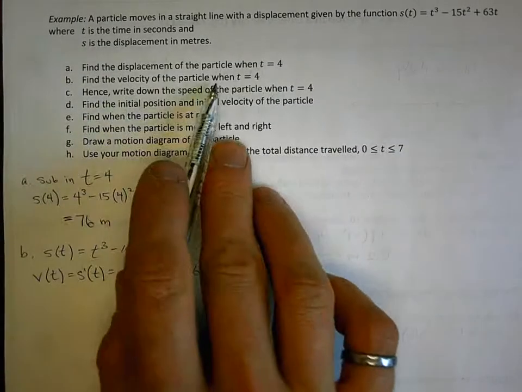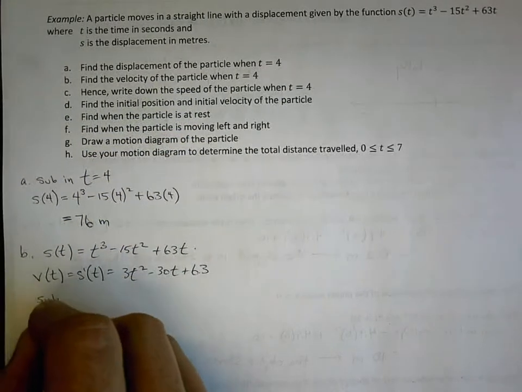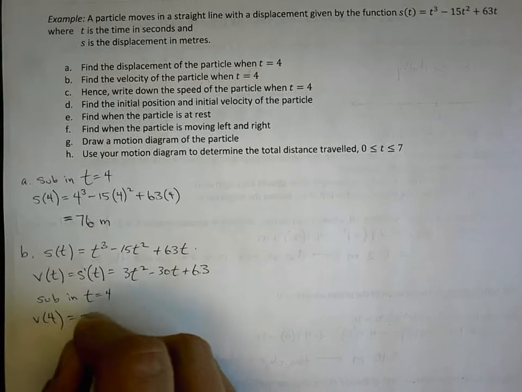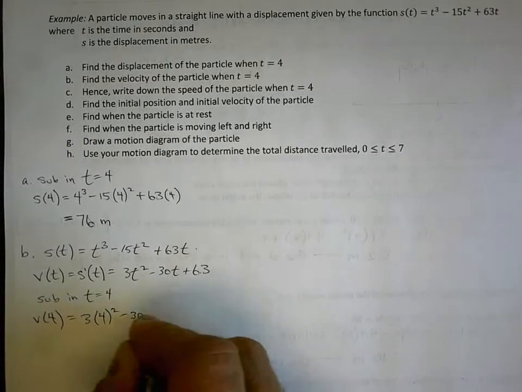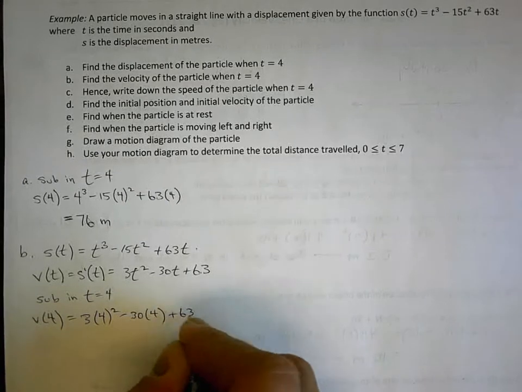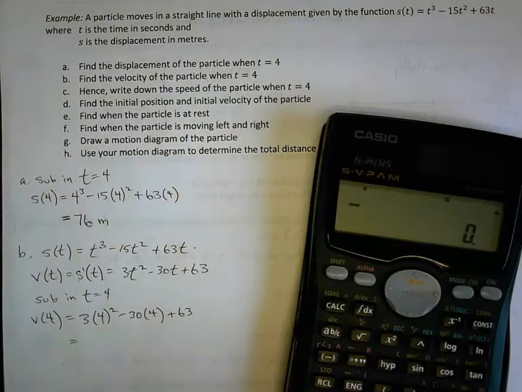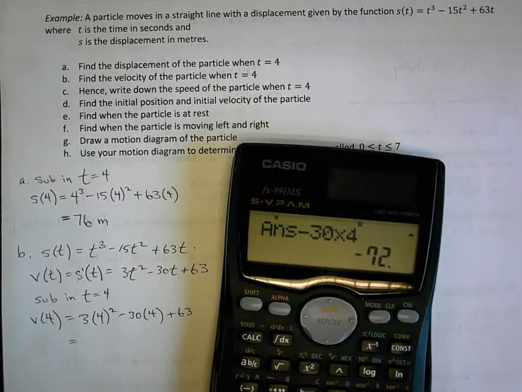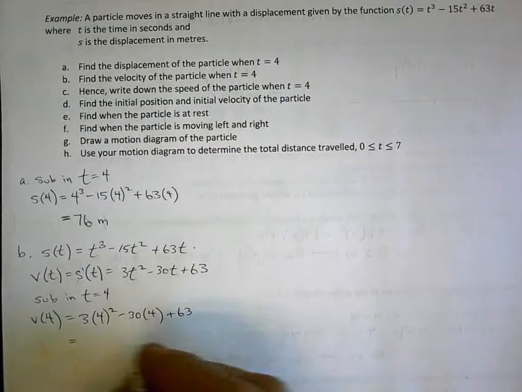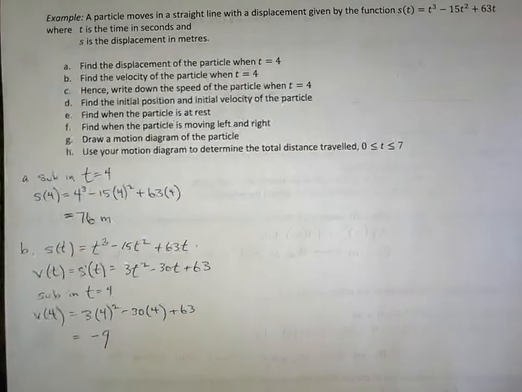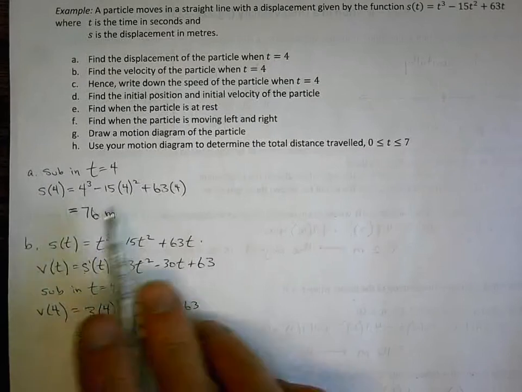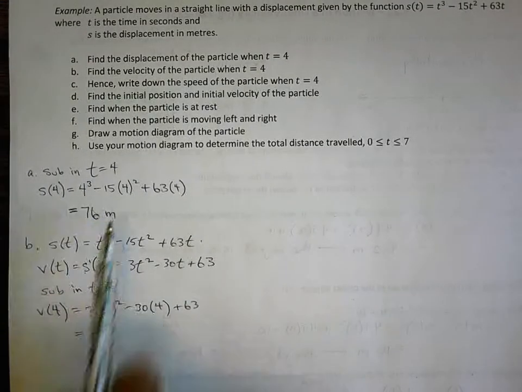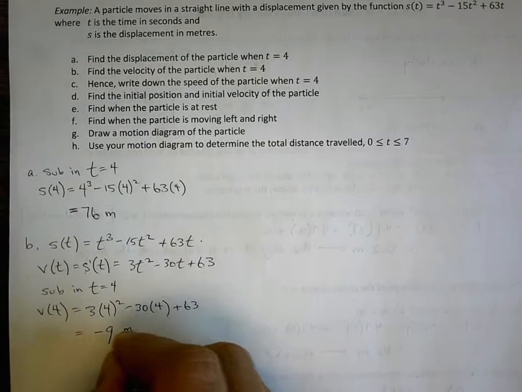I want to find the velocity when t equals 4. So now I just sub in t equals 4. So v at 4 is equal to 3 times 4 squared minus 30 times 4 plus 63. So that's 3 times 16 minus 30 times 4 plus 63. That gives me negative 9. What are the units again of velocity? Well, remember, velocity is a rate of change. So it would be meters divided by time, so meters per second.